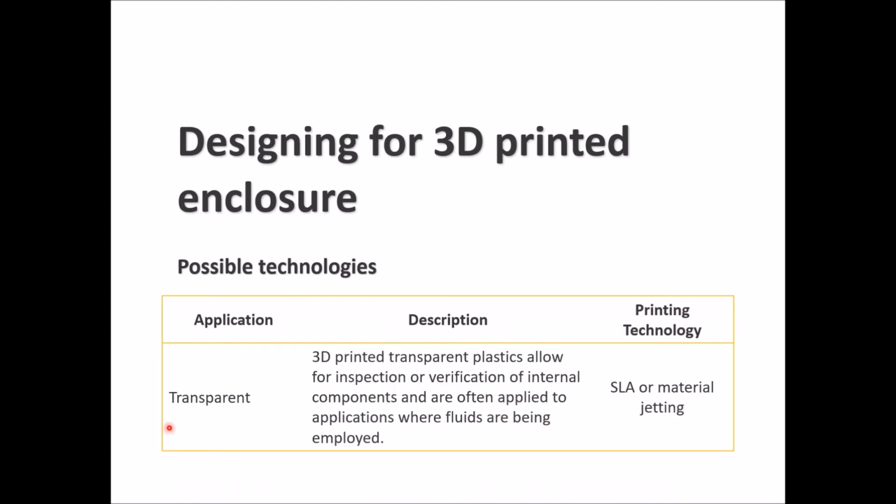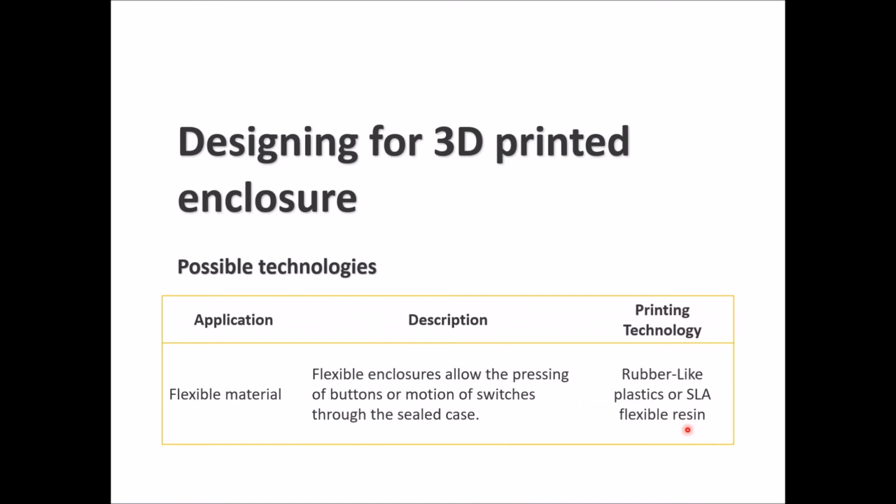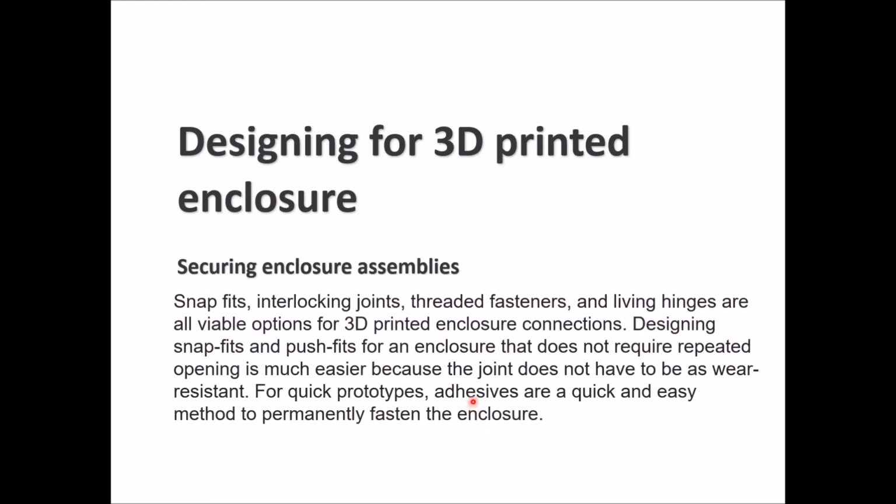If you need your enclosure to be transparent, then SLA or material jetting is the way to go. For flexible materials, you need to use rubber-like plastic materials, and maybe you can go with SLA flexible resins. Usually these kinds of applications can be useful if your enclosure needs to allow the user to press some buttons or motion of switches through the sealed case.